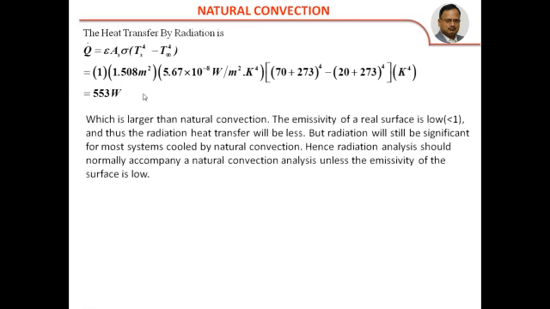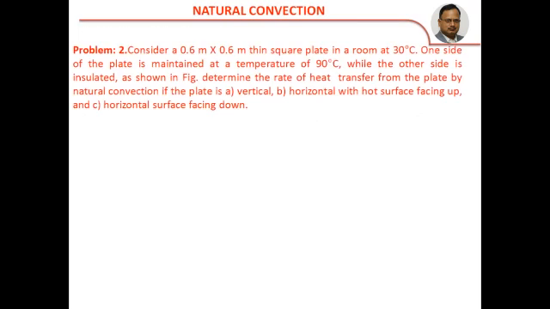Hence the total heat loss we have to consider. So this is much larger than the natural convection, and we have considered emissivity 1, but most real surfaces do not have emissivity 1, much less. So maybe it becomes a little low, but anyhow radiation is still significant in most of the systems where the cooling is done naturally. Hence radiation analysis should normally accompany a natural convection analysis unless the emissivity of the surface is low. I hope it is clear to all of you.